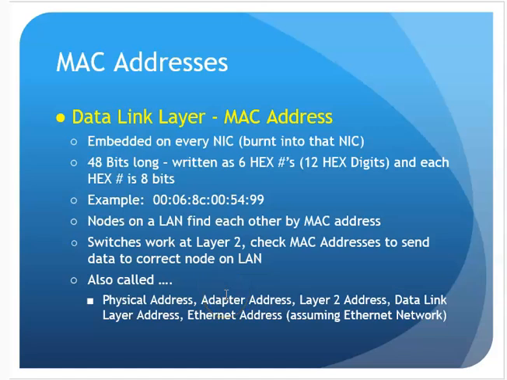It is an adapter address because it is built into your network adapter. It is a layer 2 address because it's at layer 2 of the OSI model. It's also called a data link layer address because that's the name for layer 2 of the OSI model. And it's an Ethernet address because it is burnt into an Ethernet NIC, because we're usually dealing with an Ethernet network. So therefore, it's usually an Ethernet address that we would be dealing with.